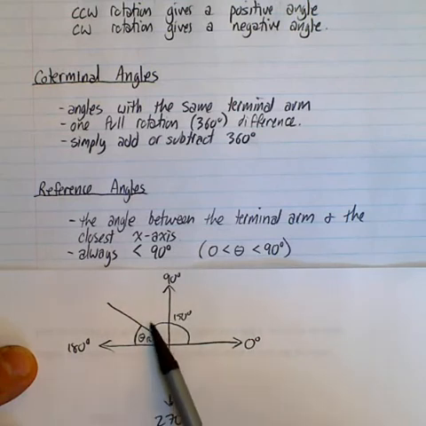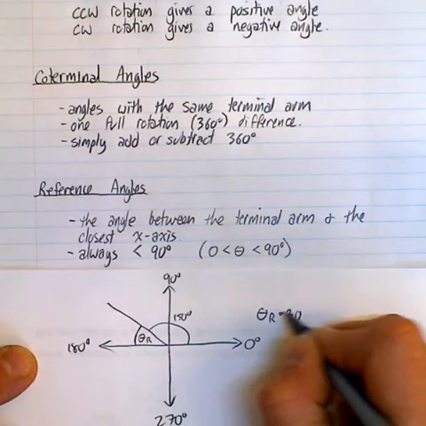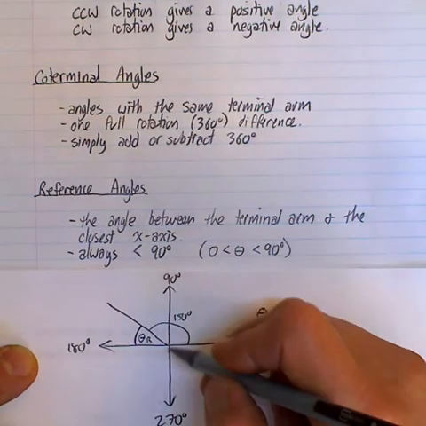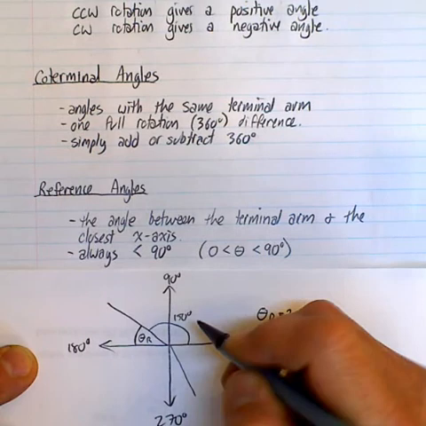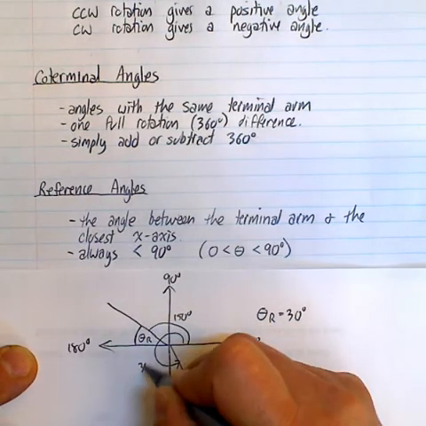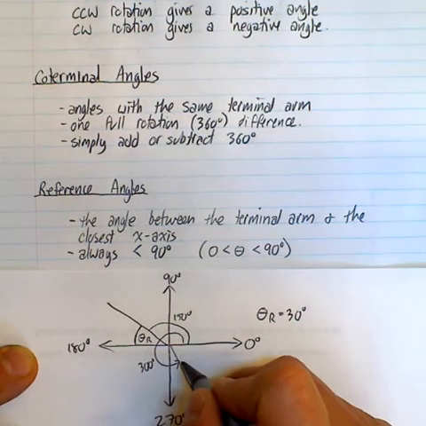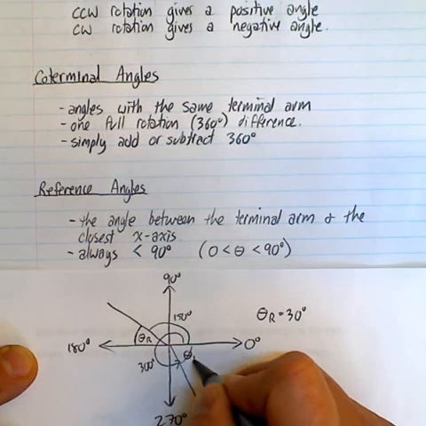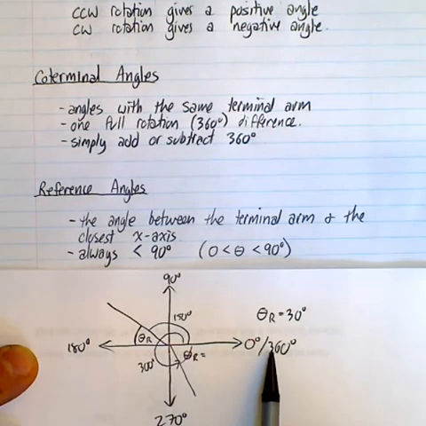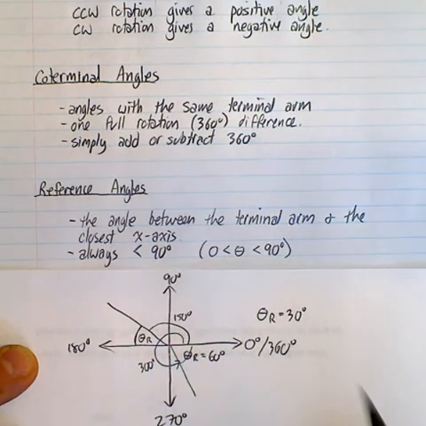And if this is 150, I need 30 more degrees to give me 180 degrees. Now, how about if I went down here? Let's look at this one and say, okay, I went all the way around, and I'm going to call that 300 degrees. This here would be my reference angle. And I know that this is also 360 degrees here. So from 300 to 360 is going to be 60 degrees in that case.